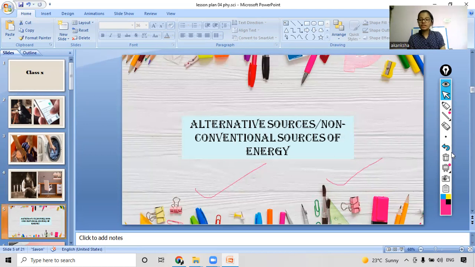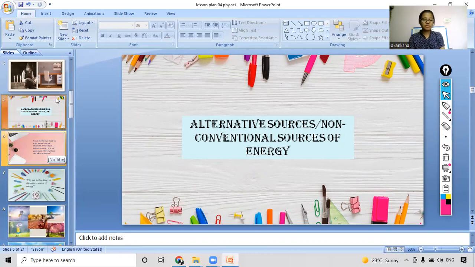Now we will study alternative sources or non-conventional sources of energy. So what are these alternative or non-conventional sources of energy, according to you? You can write your answers in the comment box and then I will explain. I will give you 5 seconds to write. Yes, you are all correct. They are the opposite of the conventional sources. Yes, they get finished easily. Very good. Now I will explain.